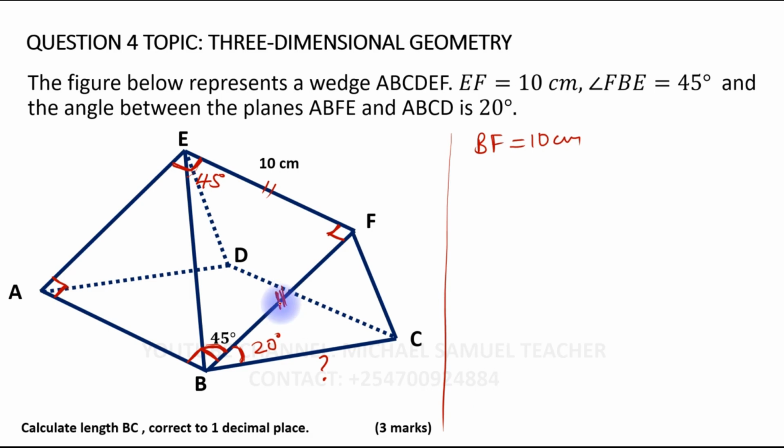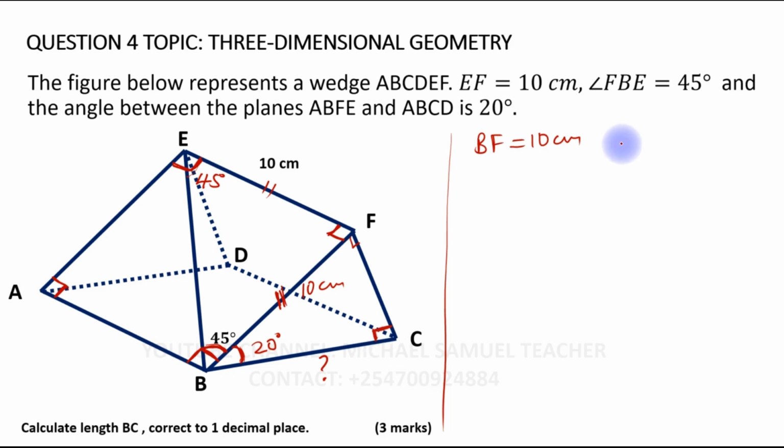If BF is 10 centimeter, then we can get the value of BC. So in our case, BF is 10 centimeter. So now we need to get BC. Also at this particular point, it is 90. So for BC, we have cosine 20 degrees. Now this will be our hypotenuse. This is 90 degrees, as per the diagram.